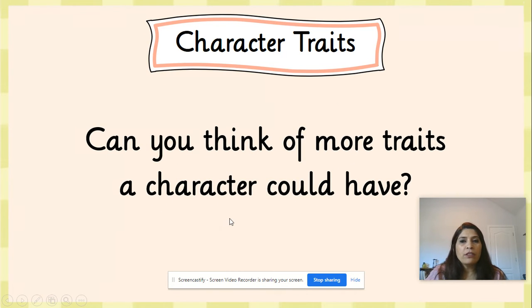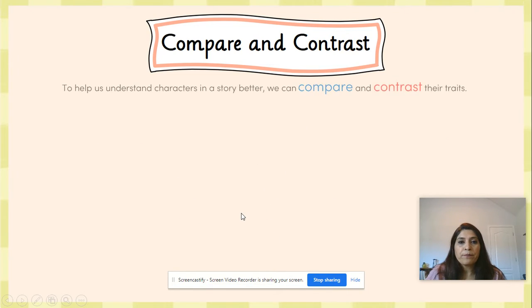Now, can you think about more character traits that you could have? Yes, obviously, there can be more than one character trait. It doesn't have to be kind and mean. It can be sad. It can be excited. Like the character might sometimes feel lonely. So those are all the character traits.